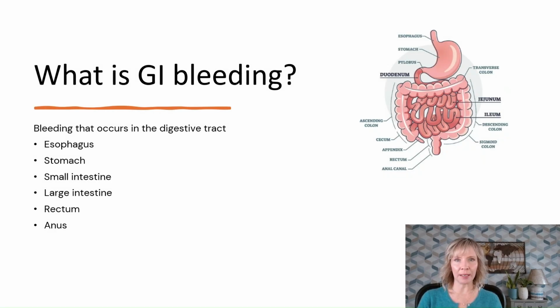Gastrointestinal bleeding is bleeding that comes from organs within your digestive tract, including the esophagus, stomach, small intestine, large intestine, rectum, and anus. GI bleeding can be a symptom of many digestive system disorders, including reflux, ulcers, and cancer. The bleeding can be mild and ongoing, or it can come on suddenly and be life-threatening.